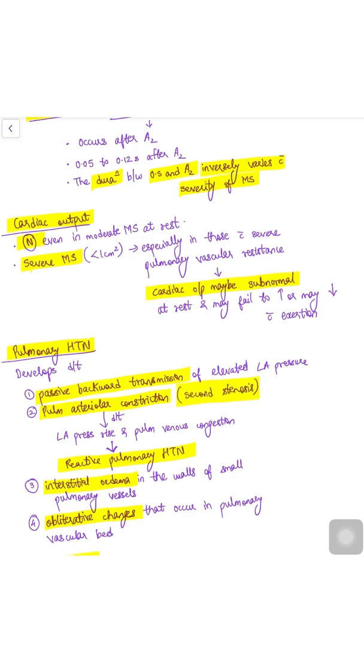Interstitial edema in the wall of the small pulmonary vessels leads to pulmonary hypertension, and the obliterative changes that will occur in the pulmonary vascular bed will also lead to pulmonary hypertension. And when we treat MS, we reverse the first cause. We reverse the passive backward elevated pressure of LA, thereby reducing the pulmonary hypertension.